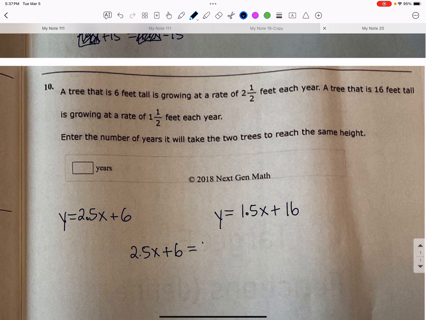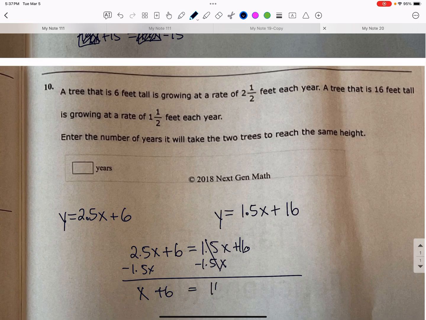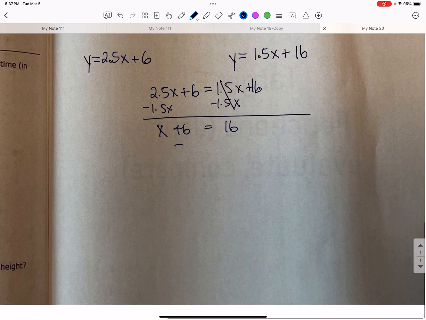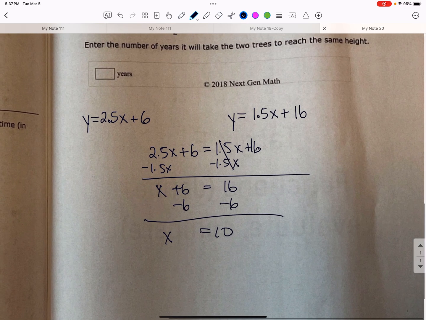equal 1.5x plus 16? Okay, I'm going to minus 1.5x from this side, minus 1.5x from this side, and I get 1x, or x, plus 6 equals 16. I'll subtract the 6 from this side, move it over here, and x equals 10. In 10 years, they'll be the same.